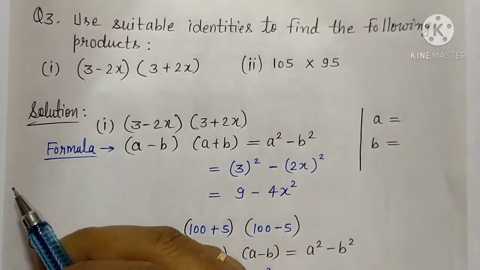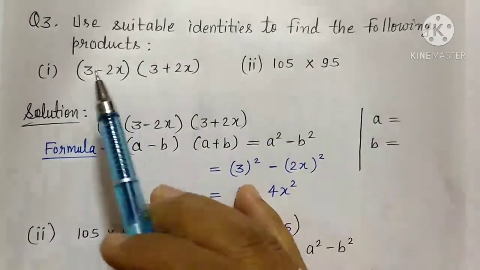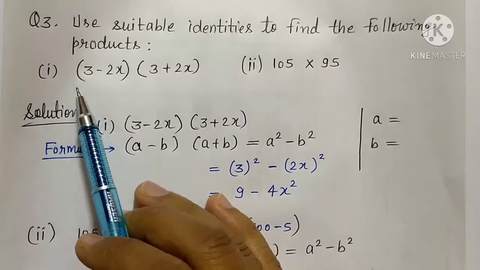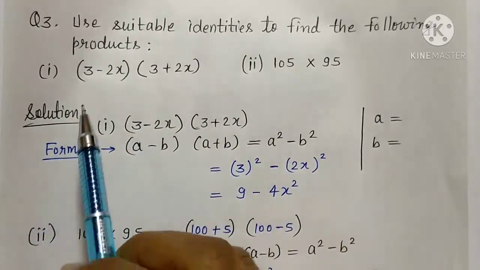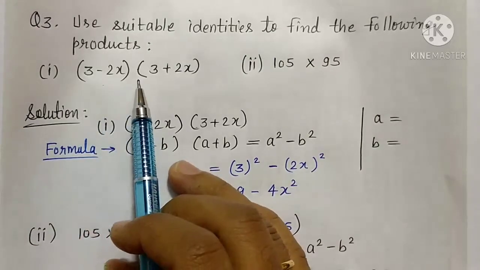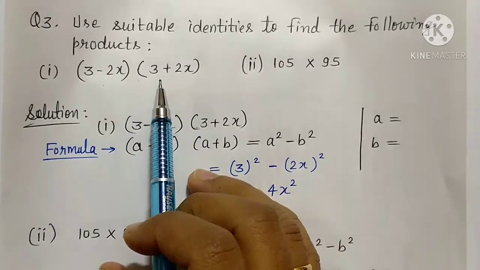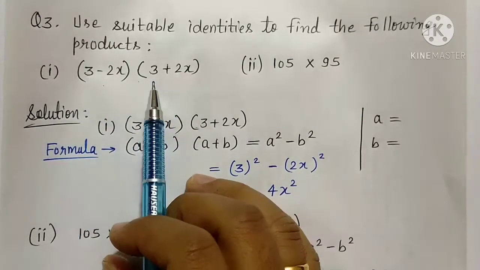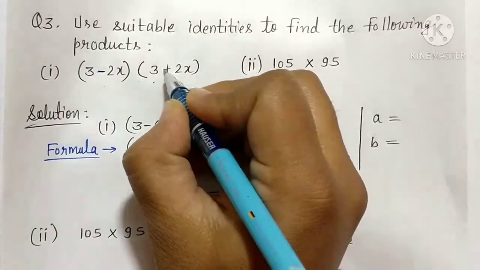Now move to question number 3 in revision: use suitable identities to find the following products. We are given two parts, and we have to use identities to solve them. The first part says 3 minus 2x multiplied by 3 plus 2x. If we observe this, 3 is the same, 2x is the same, just the sign changes. Here it was minus, here it is plus.